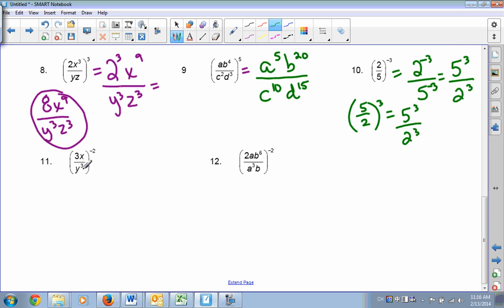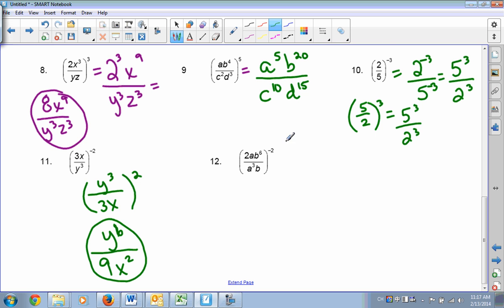Okay. Again, do you like to distribute first, then flip, or flip first, then distribute? Flip first? Okay. So let's flip first. Y to the 3rd over 3x. So now it becomes a positive 2, now that I have taken the reciprocal. So what is my numerator now? Y to the 6, over 3 squared, which is really what? 9x squared. And there's nothing else we can do.